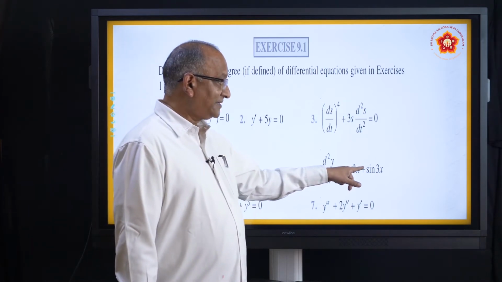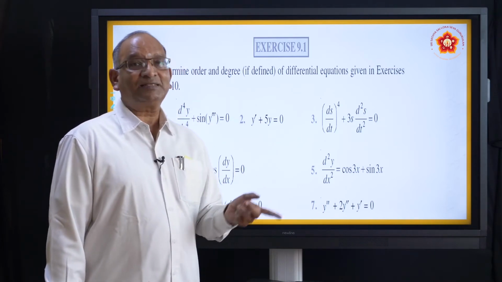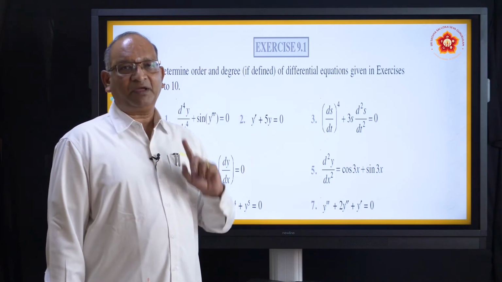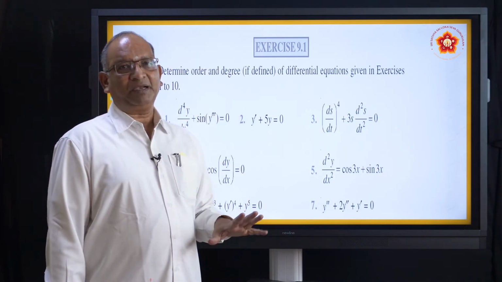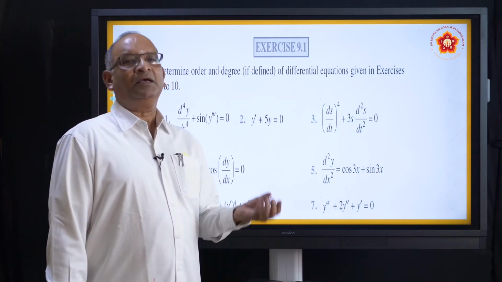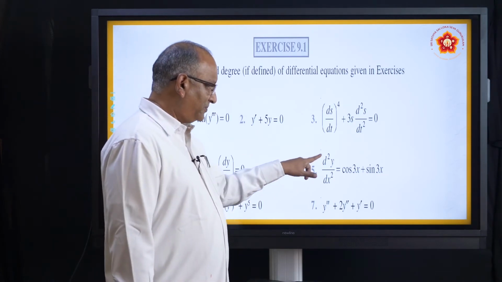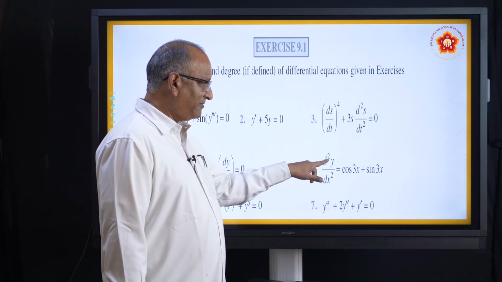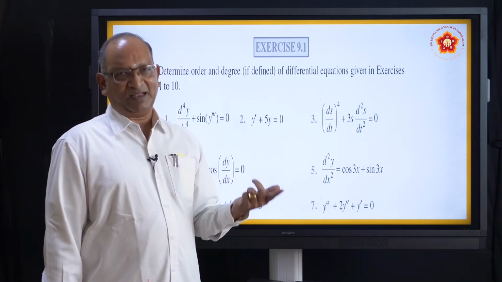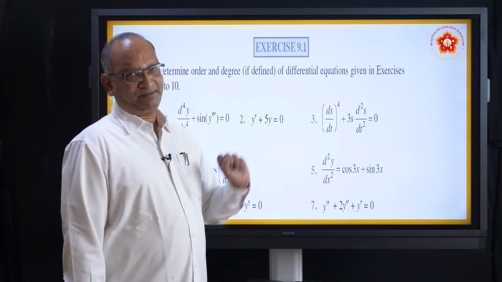This also has cos 3x and sin 3x. Can we define it? Yes, because there is no cos or sin of a derivative. If it was cos of dy by dx or sin of dy by dx, then we say it is not defined. So how do you decide the degree then? Just look at the power of the highest order derivative. The second order derivative is d2y by dx square. Nothing is there as a power, it means it is 1. So it is second order, but first degree.